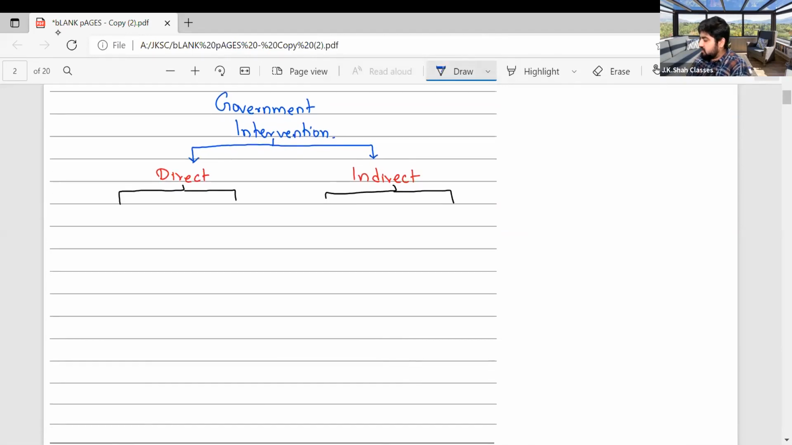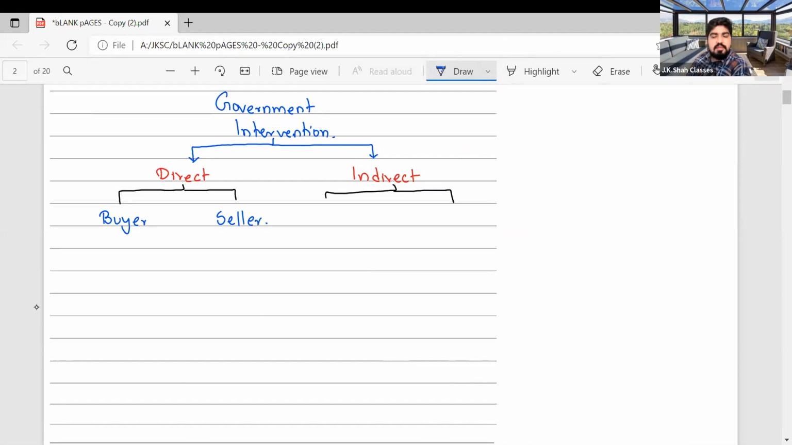Direct intervention means it will be a direct restriction on buyer or on seller. That means government will straight away say, hey, you don't buy. Government will directly say to the seller, don't sell. So when there is direct intervention on the buyer, a strict ban directly on the seller, that is called direct intervention. Right? Correct, Sai. Correct, Vishal.